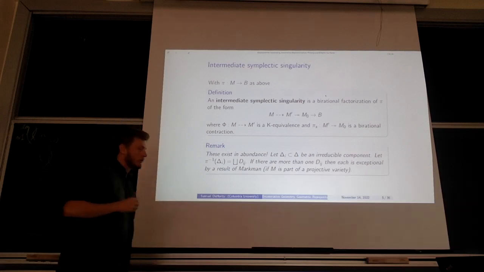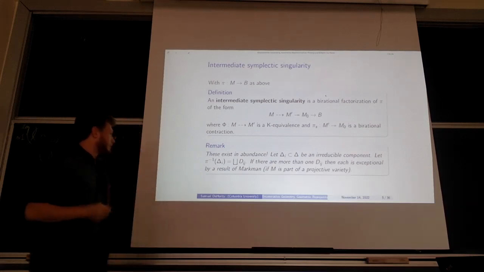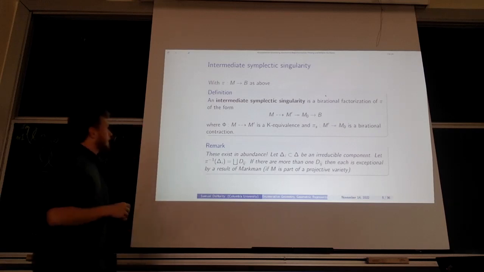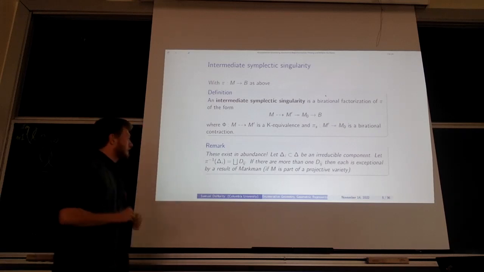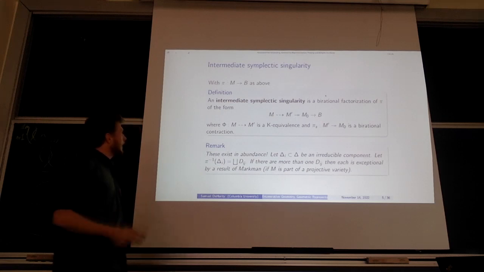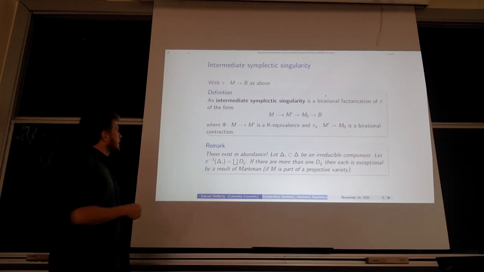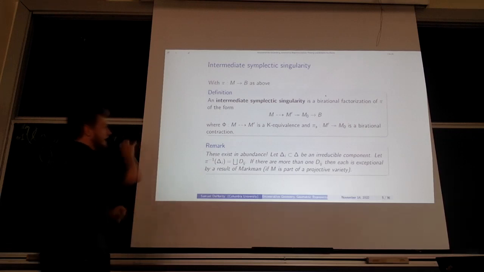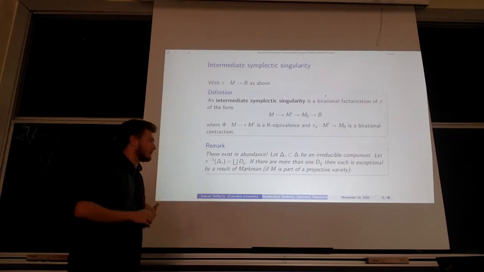So an important remark is that by results of Markman, these types of intermediate symplectic singularities exist in tremendous abundance whenever our Lagrangian fibration is part of a proper Lagrangian fibration, in the sense that M itself is proper, not just the fibers of the map.